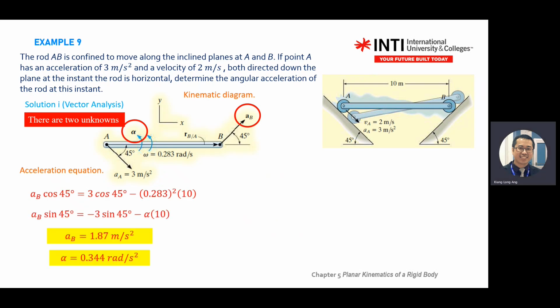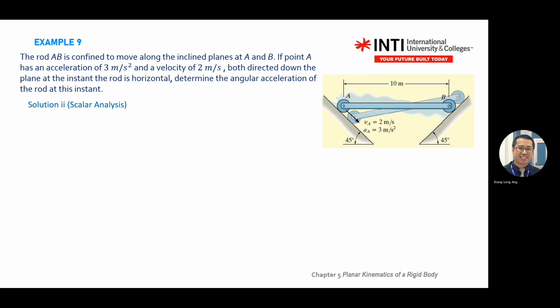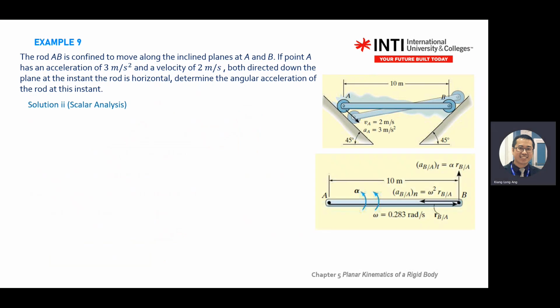Right? So this is how you find using vector analysis. You can use another method, it's called scalar method, where the free body diagram and kinematic diagram look totally different from the previous one. So don't use vector diagram and you solve using scalar analysis. I'll put a question mark. Although you get the correct answer, you won't get marks for that because you don't know what you're doing.